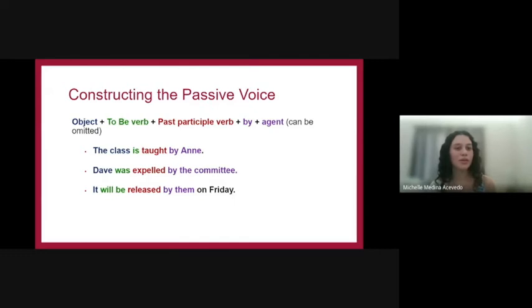And it will be released by them on Friday. It is the object. Will be released is the verb. By them, the agent. And then on Friday, it's just additional information, in this case, relating time.